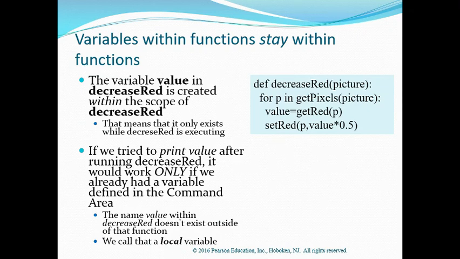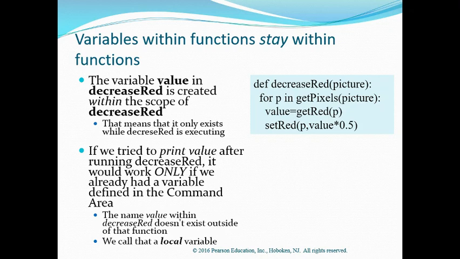Variables within functions stay within the functions. The variable value in decrease red is created within the scope of decrease red. That means that it's only executing while decrease red is executing. It only exists while decrease red is executing. If we tried to print value after running decrease red, it would work only if we already had a variable defined in the command area. The name value within decrease red doesn't exist outside of that function. We call that a local variable.